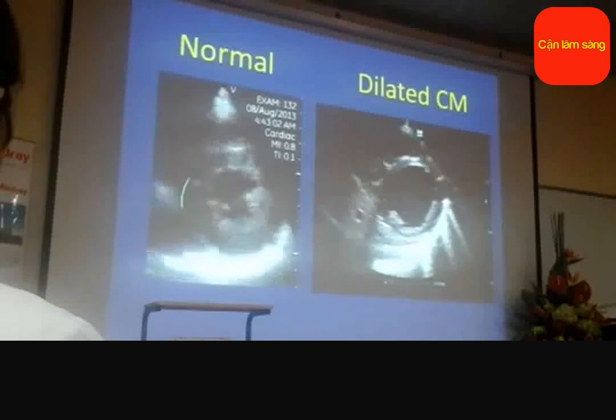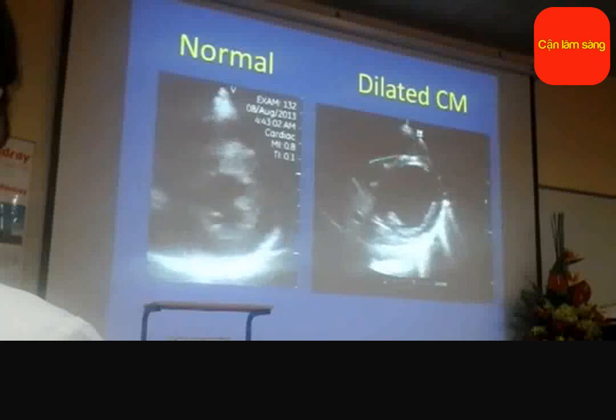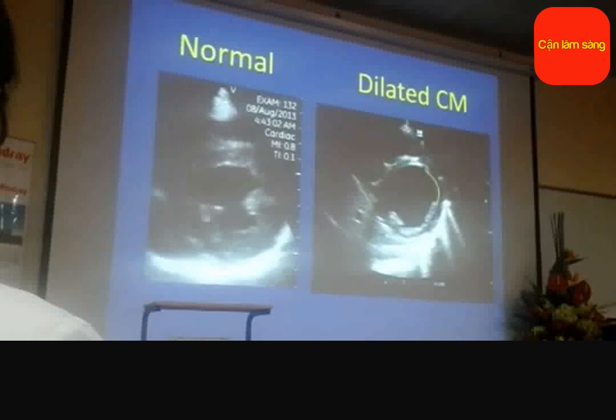And here in the parasternal short axis, at the level of the papillary muscles, normal on the left, a dilated cardiomyopathy on the right.